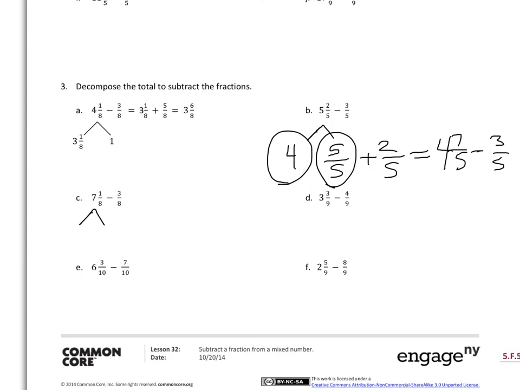So in part C, they'd say 6. How many eighths make up the remaining 1? 8/8 plus the 1/8 attached to 7 and 1/8 gives them 6 and 9/8 that they can subtract.